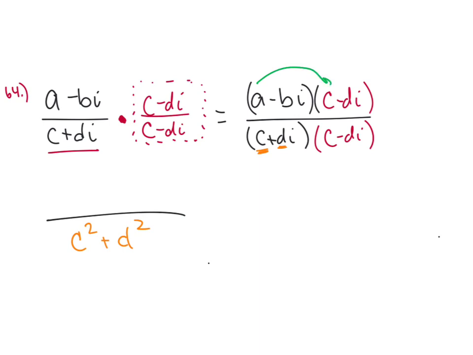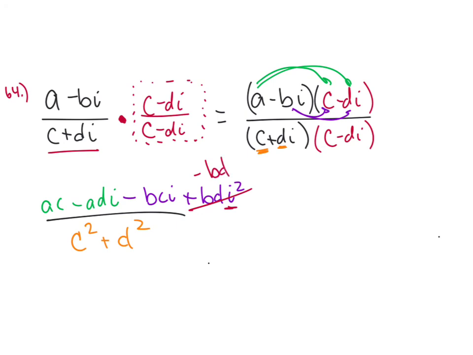So A goes over to C, so that's AC. A goes over to minus DI, becomes minus ADI. Now, negative BI goes over to C, becomes minus BCI. And then finally, negative BI goes over to negative DI, so it's a positive BDI squared. And then we've got to remember I squared is -1, so it becomes minus BD.